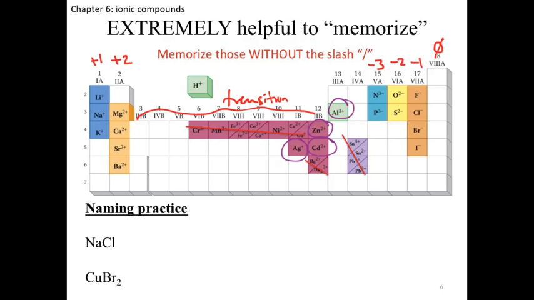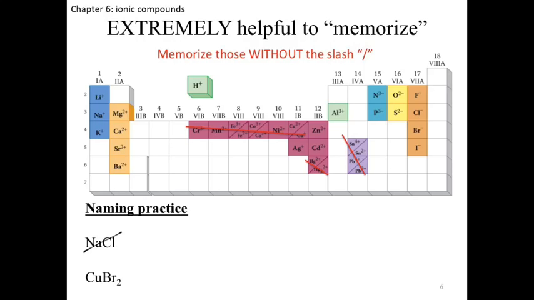So let's take a look at some naming practice. Let's first go through and clear everything. We've already seen sodium chloride, so let's just ignore that for the moment. That was a bad example. Let's take a look at the next one. Our metal always comes first. So there's our Cu for our copper. And because it's a cation, we just write it out as copper ion. We then go through and look at our next element. Our next element is bromine.